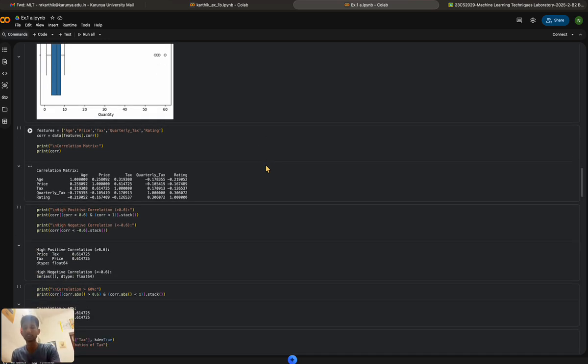And the next question is about the z-score outliers. We use the formula x minus mean divided by standard deviation. And we use the np.abs function to detect the outliers where the value is greater than 3.